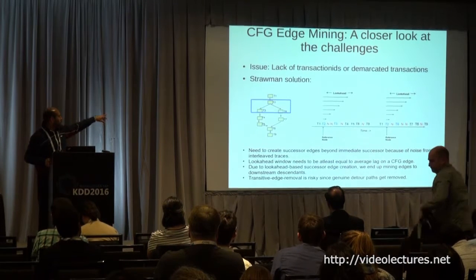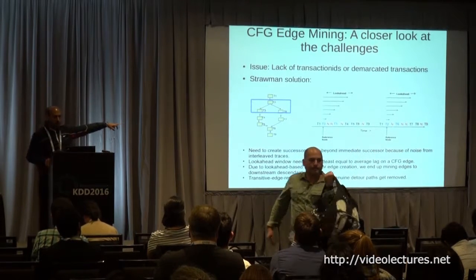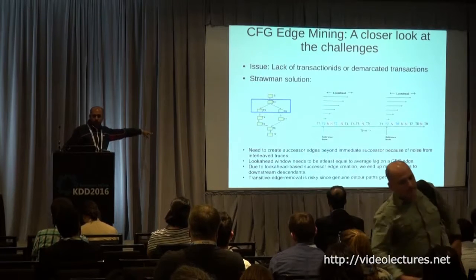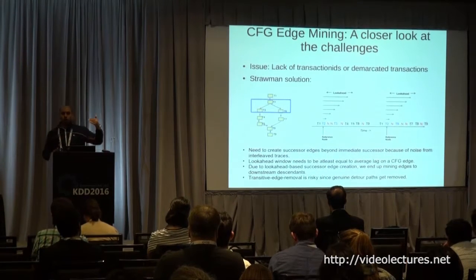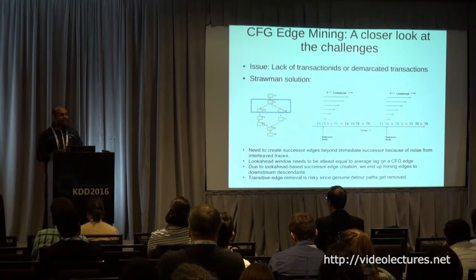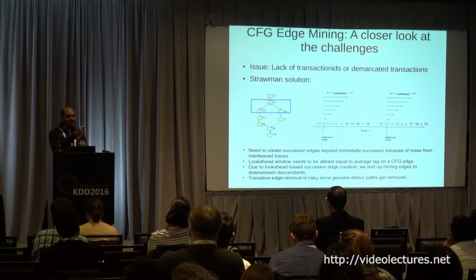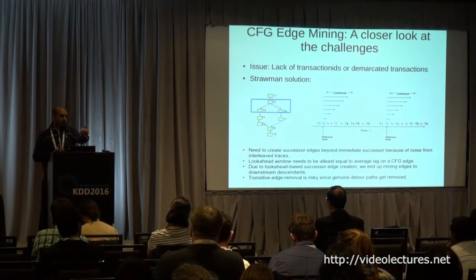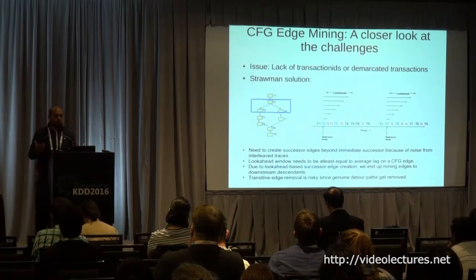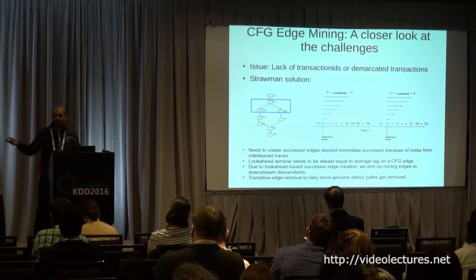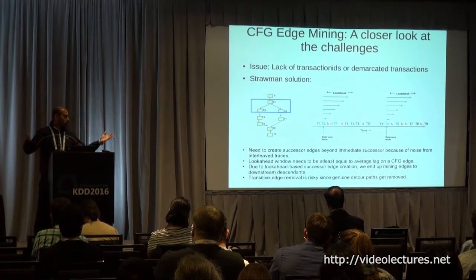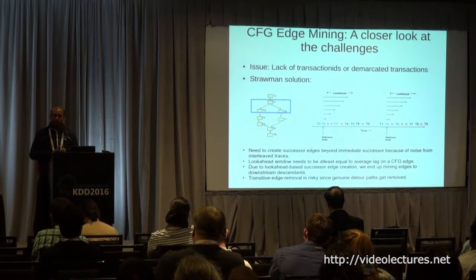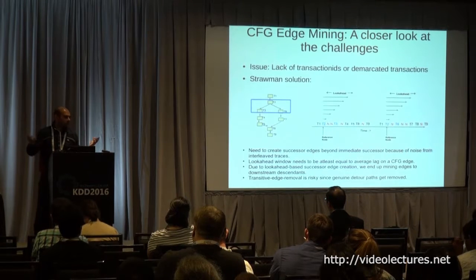Like you'll have a counter from T2 all the way to even T9, which is right at the bottom here, right? The point is, because you do not know how much to look ahead and you do not have transaction IDs, you will not only mine these immediate successor edges, but all the way to the downstream descendants, right? Then you will find a superset of the CFG, and some of you who have worked on graph algorithms will say, hey, run transitive edge reduction, right?